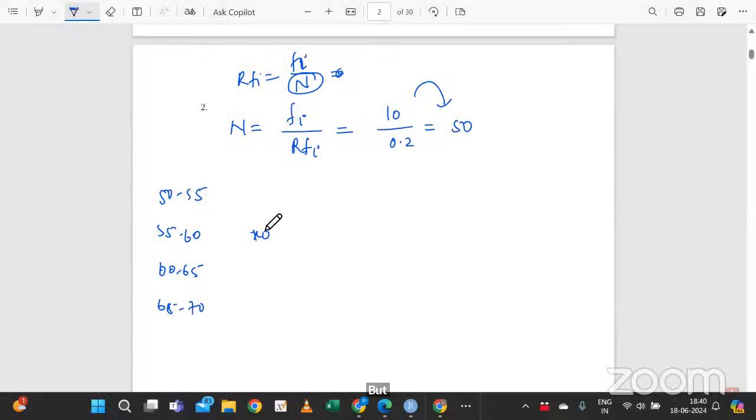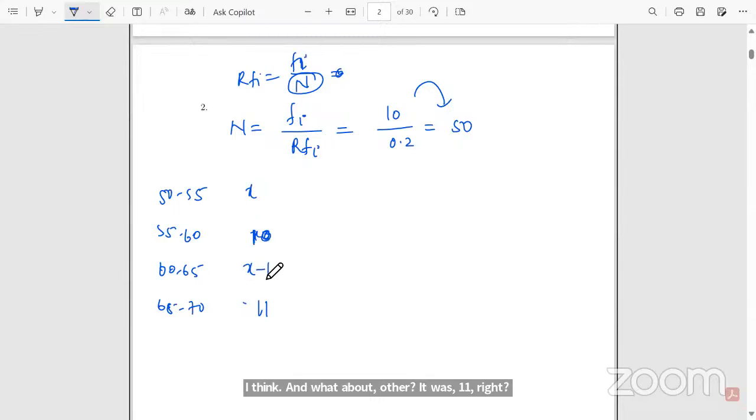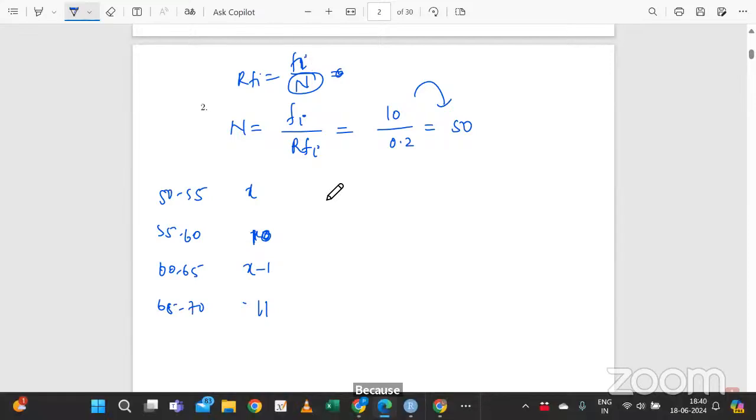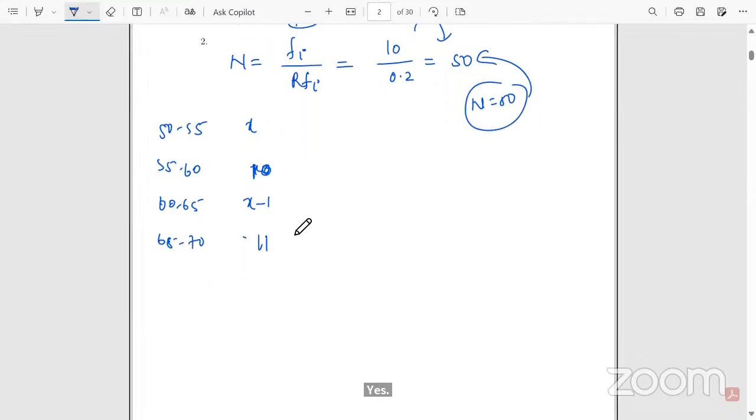So for 55 to 60, it's 10, right? And 65 to 70 is 11. As per the question, it should be x and x minus 1, right? And we got the total number of students as 50. We know the summation of all the frequencies should be equal to 50. So x plus 10 plus x minus 1 plus 11 should be equal to 50.